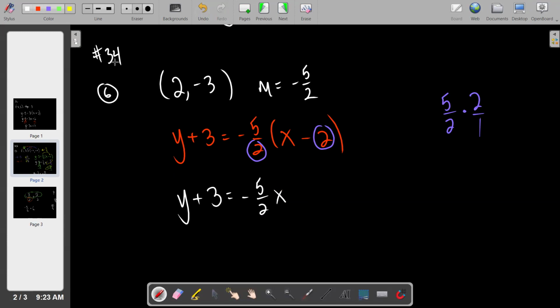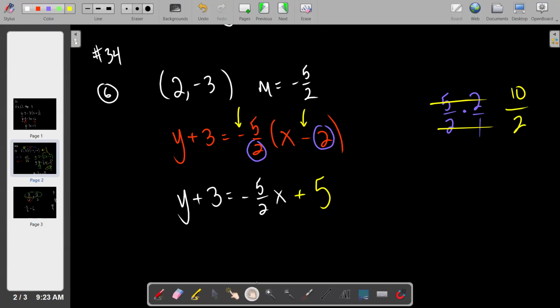Most people would probably cancel out those twos. Some people might not see it and might just multiply: 5 times 2 is 10, 2 times 1 is 2. At the end of the day, the math doesn't care how you do it. The math just knows that the answer is 5, and it is positive because we have a negative multiplying by another negative to make a positive.